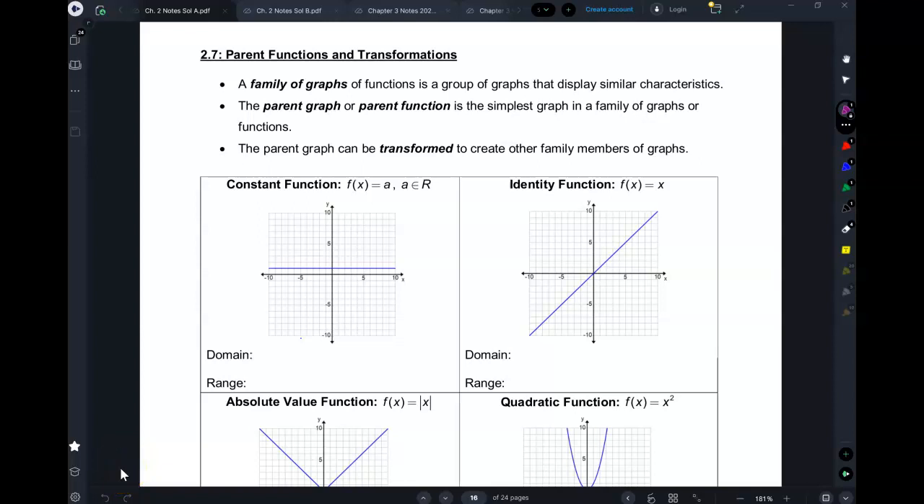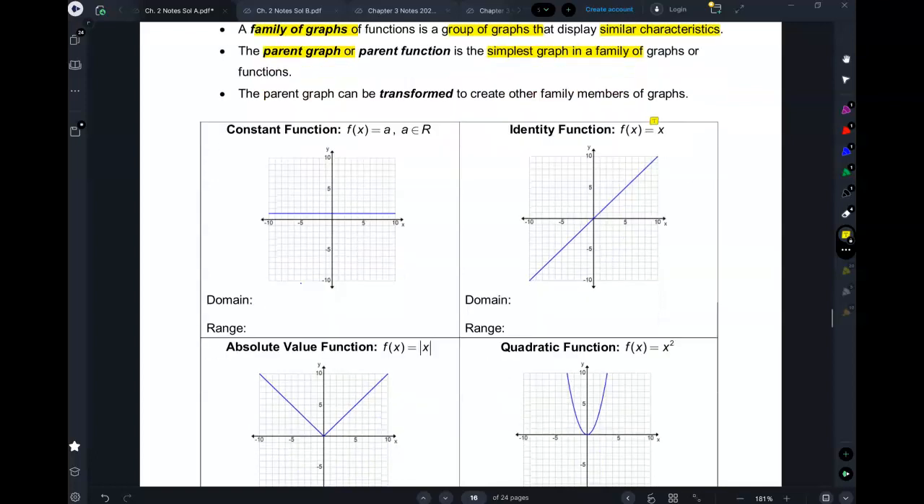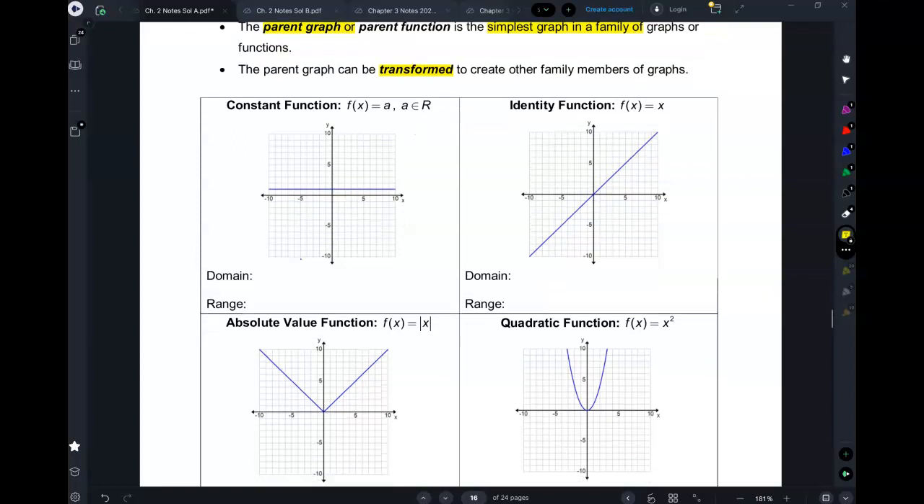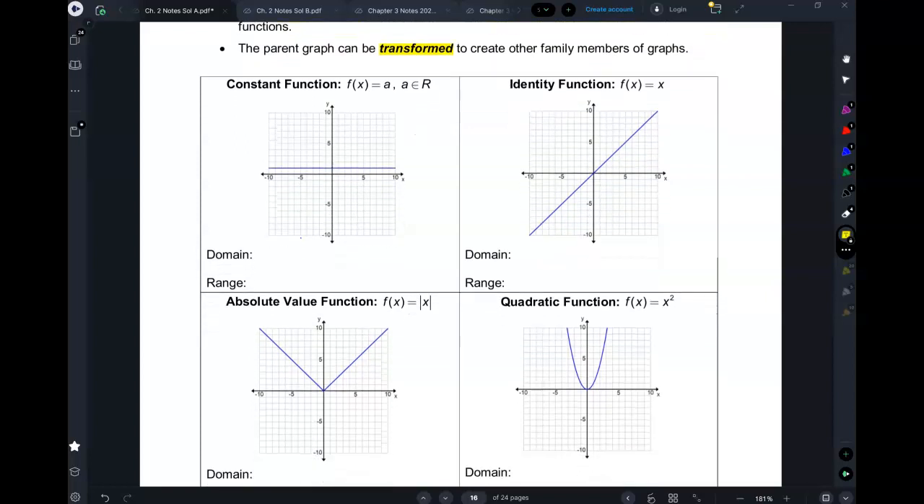So, a family of graphs is basically a group of graphs that have the same characteristics. For example, all parabolas are a family of graphs. All linear equations are a family of graphs, okay? The parent graph is basically the simplest graph in that family. And then we do transformations on the graph to create other family members.